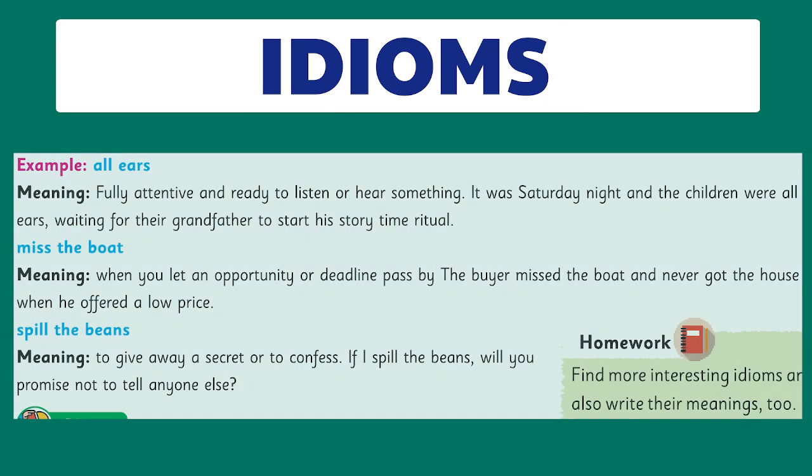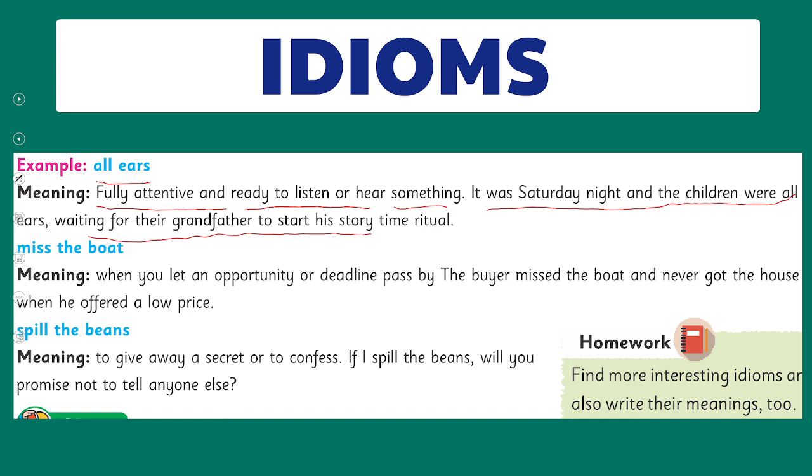So here we have further examples, like all ears. What is the meaning? Fully attentive and ready to listen or hear something. It was Saturday night and the children were all ears, waiting for their grandfather to start the story ritual. So students, this is how phrases are used in a figurative sense. All ears does not mean we have all the ears or someone has become an ear. It means to listen attentively. Like miss the boat.